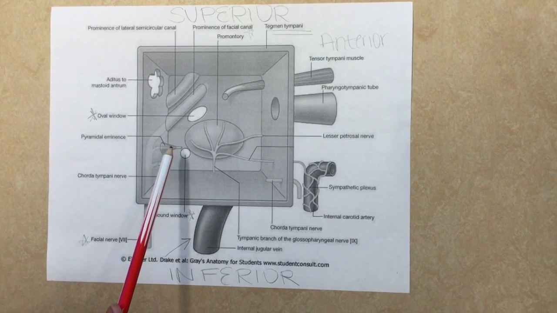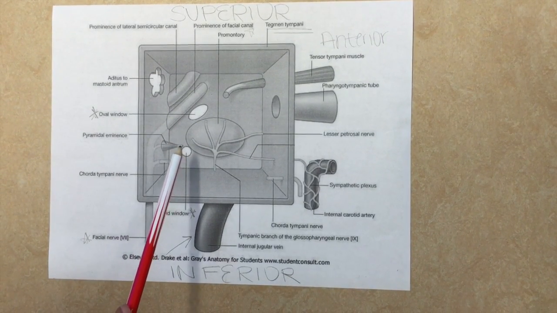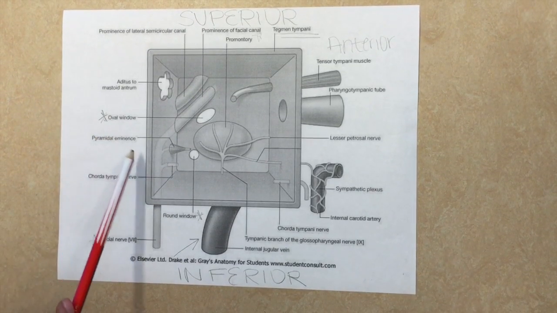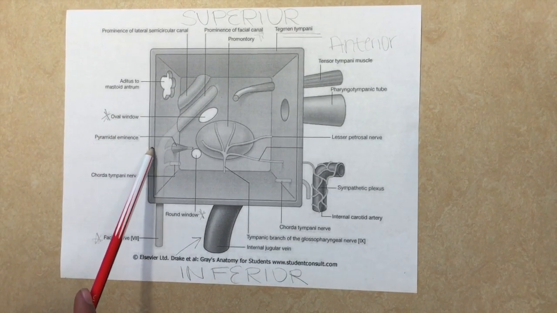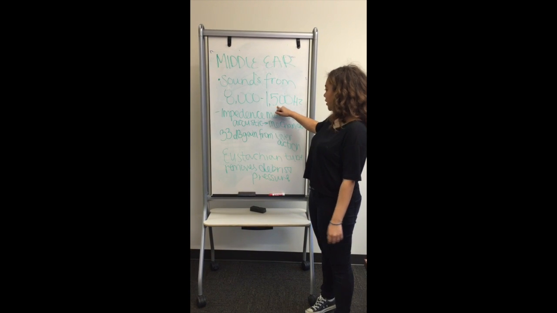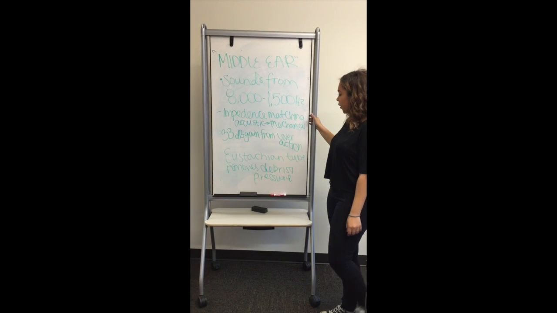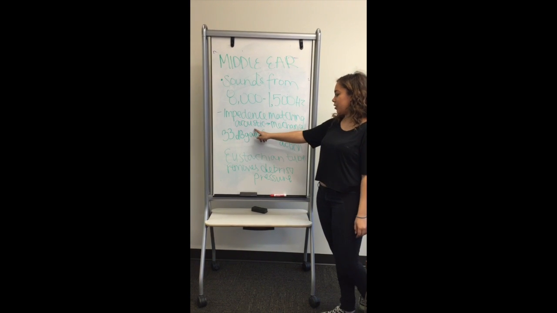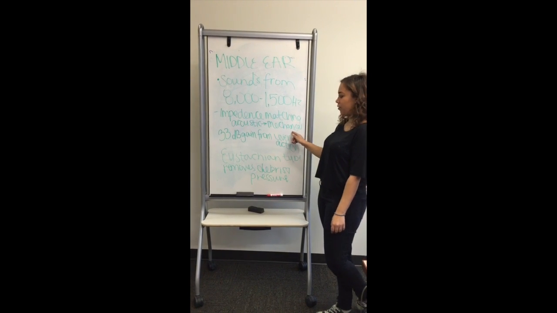These muscles protect us from loud and damaging sounds. Essentially, the loudest sound we hear is our own voice, and these muscles protect us by contracting. We can funnel sounds from 8,000 to 15,000 Hz. Like I said before, it is an impedance matching system, meaning that it turns acoustic waves into mechanical energy.